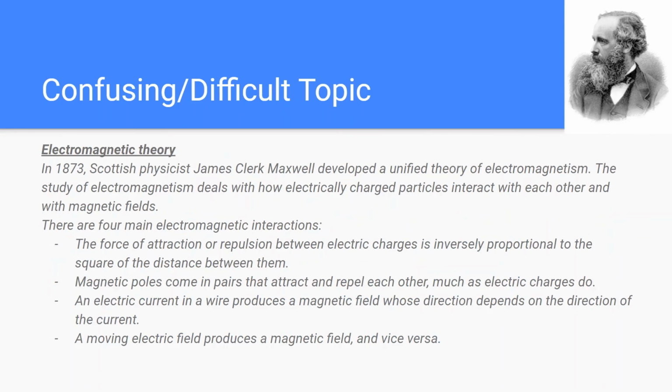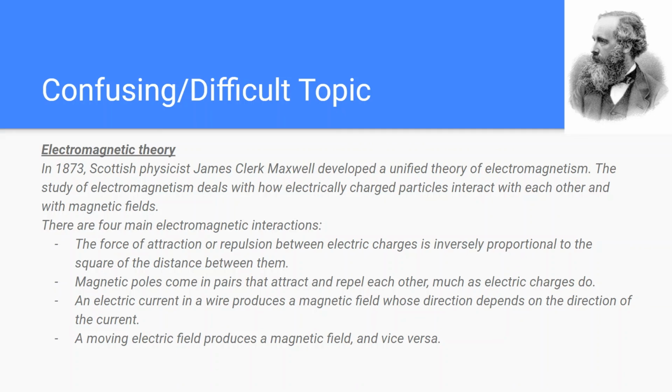And an interesting theory that I read online was that in 1873, the Scottish physicist James Clerk Maxwell, as you can see on the top right, developed a unified theory of electromagnetism. And the four main interactions that he discovered are actually the ones that we covered throughout the entire course of Physics 2212, which is the fact that the force of attraction or repulsion between electric charges is inversely proportional to the square of the distance between them. That's related to the E-field equation that we learned.